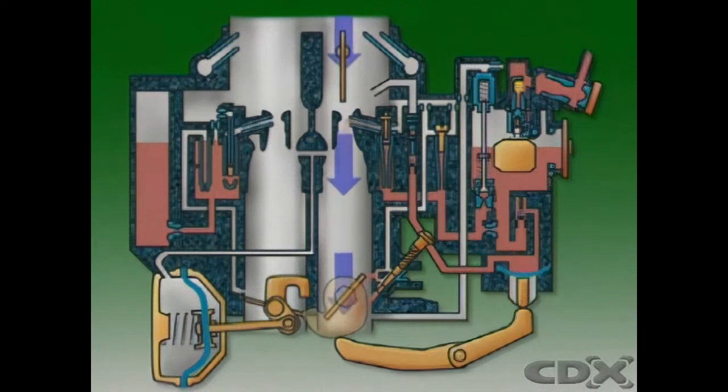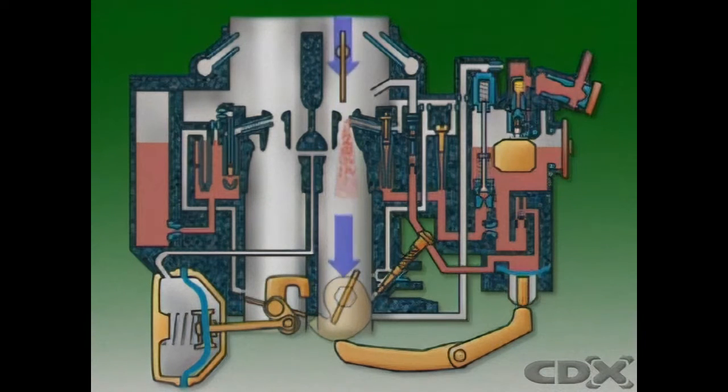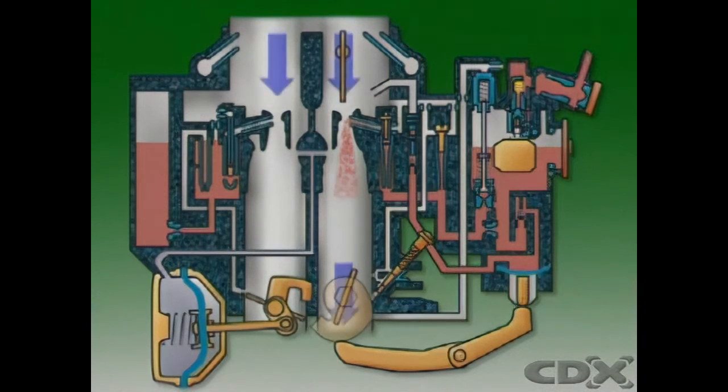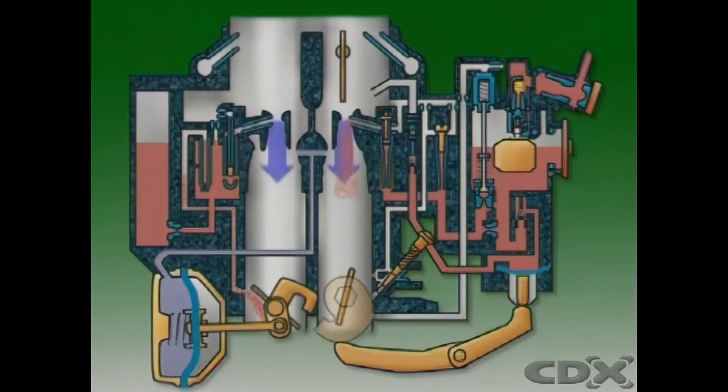From idle to medium speeds, only the primary throttle is open. When engine speed rises to where additional breathing capacity is needed, the secondary throttle opens to admit more air-fuel mixture.